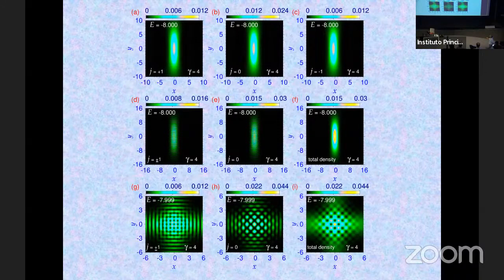Here there is no asymmetry, and the plus one spin component and minus one spin component have the same density, and this is the spin zero component, and this is the total density of the three components. You see, there is square lattice structure present. And if you go to a higher spin-orbit coupling, gamma equal to 8, this stripe structure survives in the total density.